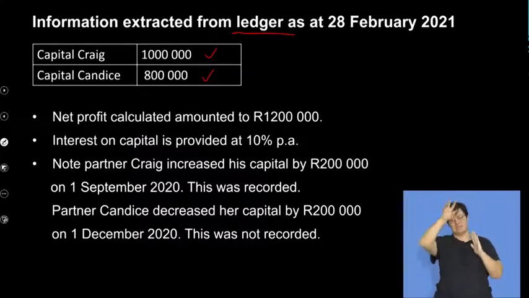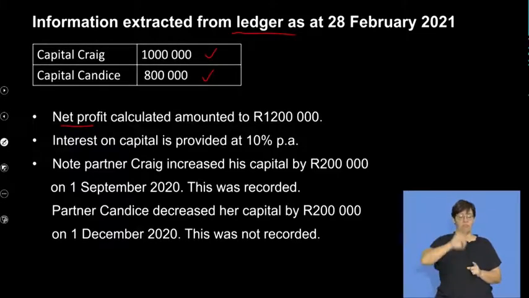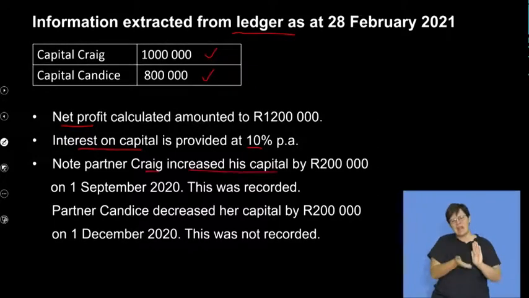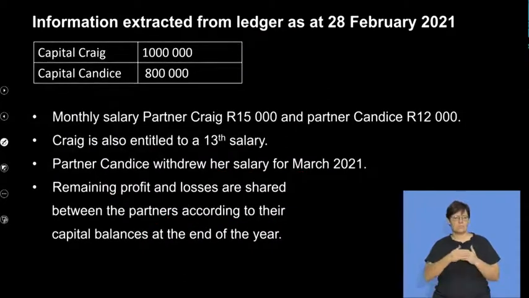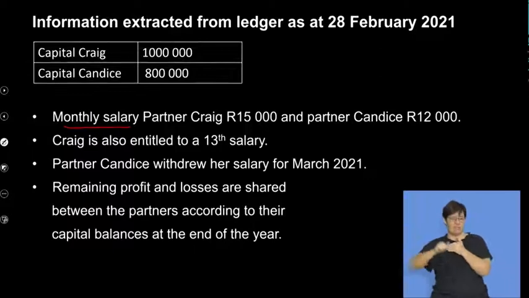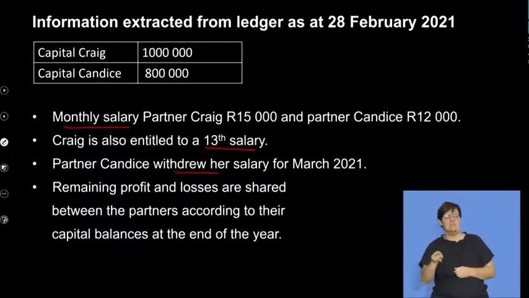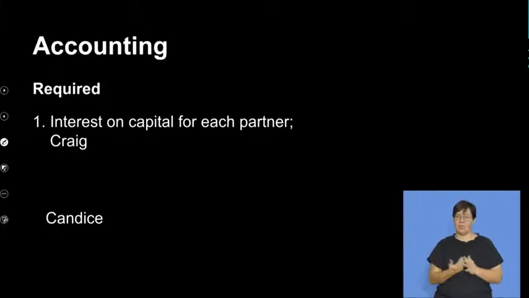I'm not reading through this at this stage because we're going to read through it in detail as we do the calculations. I've got the net profit given, then the interest on capital percentage. Then something about Craig increasing his capital, and partner Candace decreasing her capital. There's information about their monthly salary, and Craig being entitled to a 13th salary. All I'm doing now is scanning, not reading. Something about Candace withdrawing her salary for March, and how remaining profit and losses are going to be shared. So I've got some idea of the information I have. Let's now go to our calculations, and then we'll read the information in more detail.